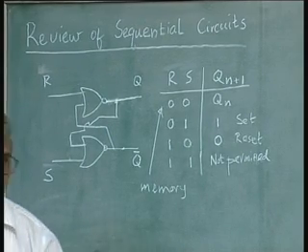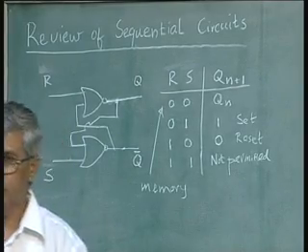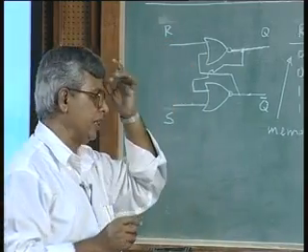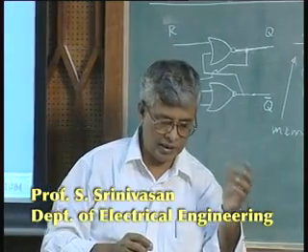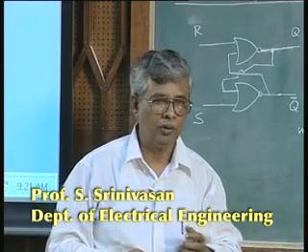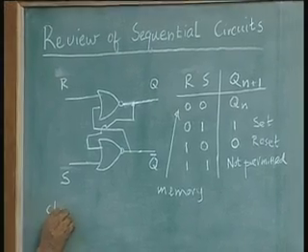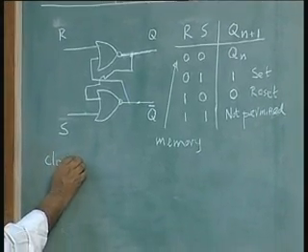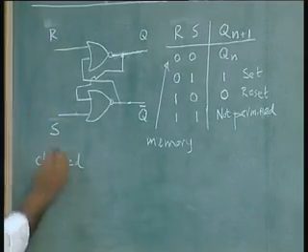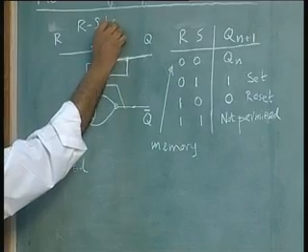This is the RS latch. In any latch, when the input changes, the output changes, but we would like to have the changes in the output controlled by another event called the clock. So, when you have a clocked latch, you introduce an extra input in addition to the S and R, set and reset inputs.